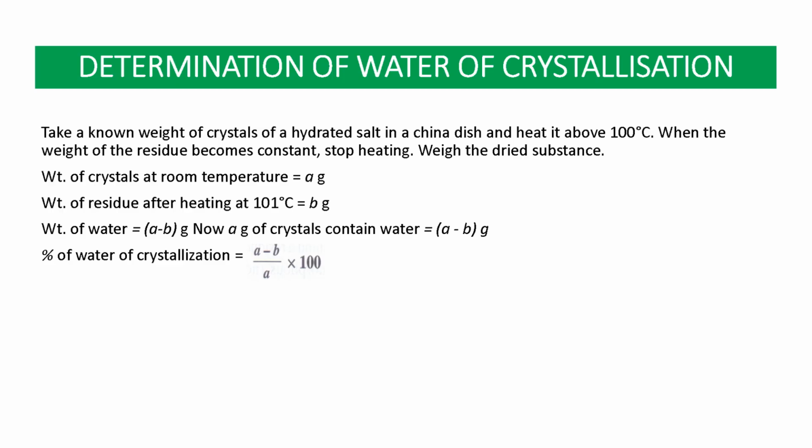For example, the weight of crystal at room temperature is a gram and the weight of residue after heating at 101 degrees centigrade, because we heat above 100, is b gram. So the weight of water is a minus b gram, and the percentage of water of crystallization is (a minus b) upon a into 100. So this is the formula. With the help of this formula we can find out the percentage of water of crystallization. So we put the values in this formula and find the percent of water of crystallization.